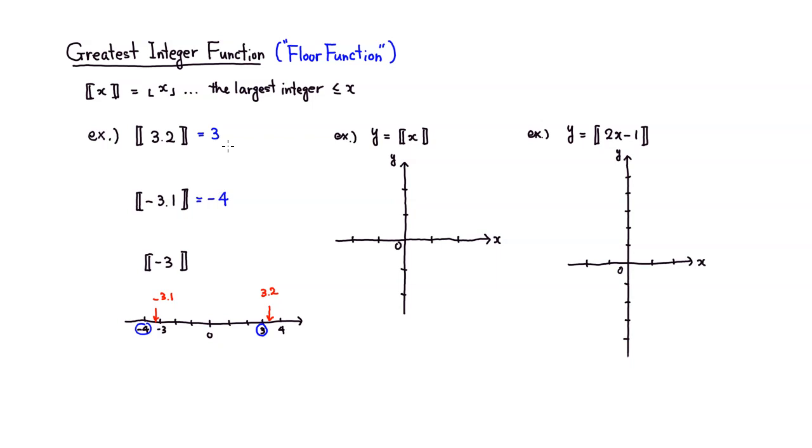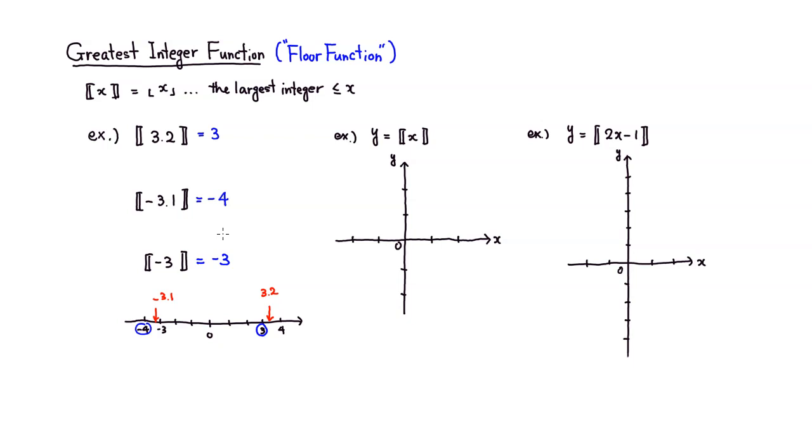What if you take the greatest integer function of an integer? The greatest integer function of -3 is obviously the same integer, -3. So it's fairly easy to come up with. You just have to be a little bit careful, especially on the negative side.